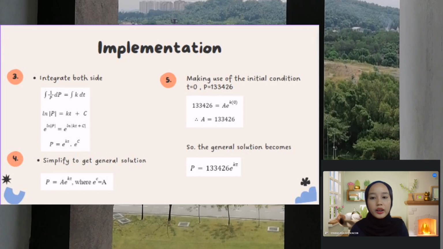Then we substitute the initial value, which is t = 0 and P = 133,426, to get the value of A. In result, we get A = 133,426. So the general solution becomes P, the population, equals 133,426 times e to the power of kt.